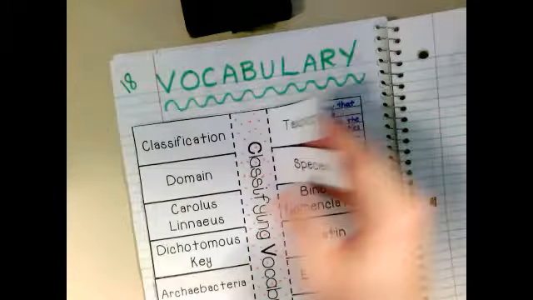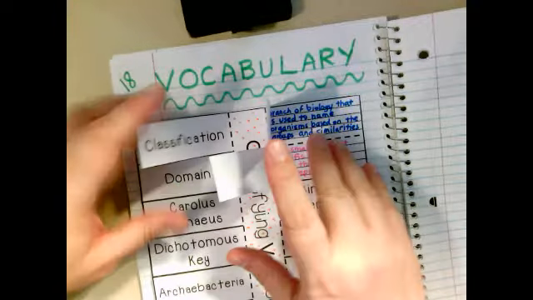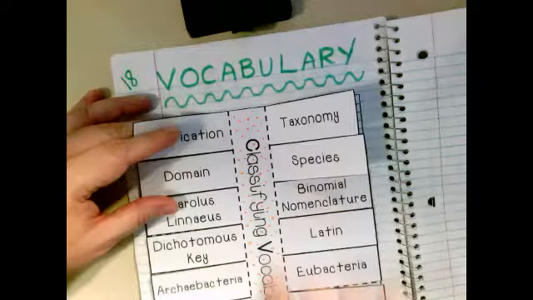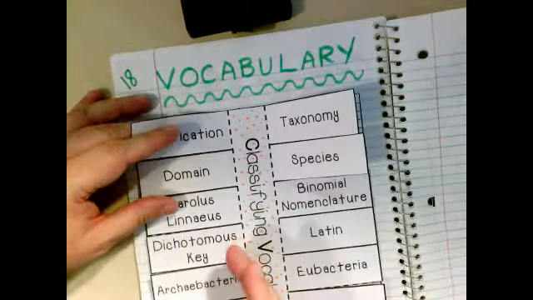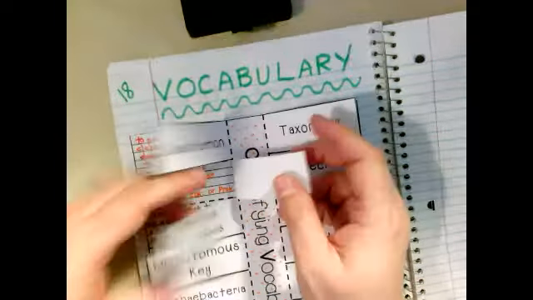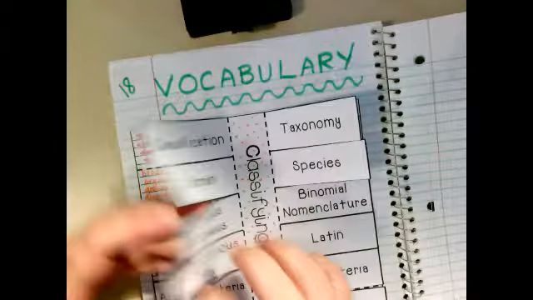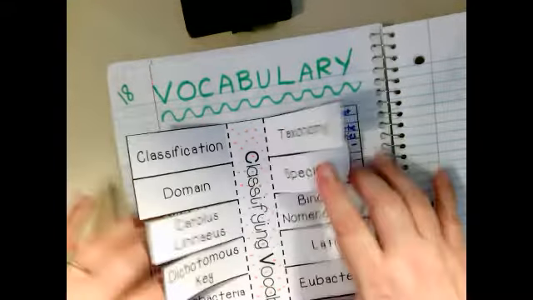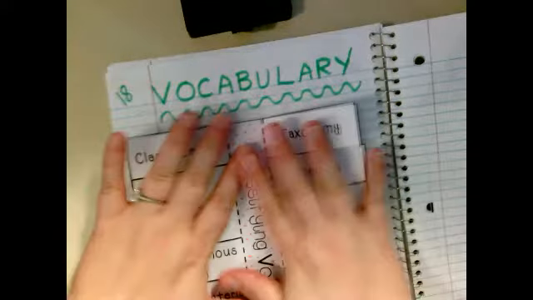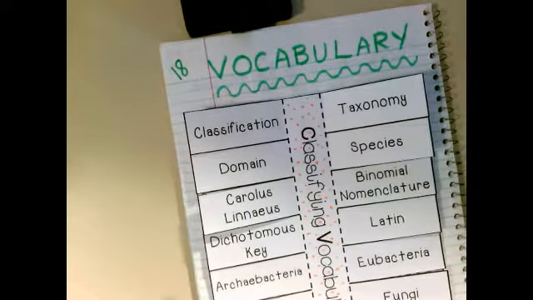Little flip-flops on each side, and you see the glue is underneath this. This is what's holding it together here, kind of like the spine of a book. And I have all of these cut apart, and then I just folded them on the dotted lines. So that's how you assemble this one. And this is on page 18 of my binder, or my notebook.